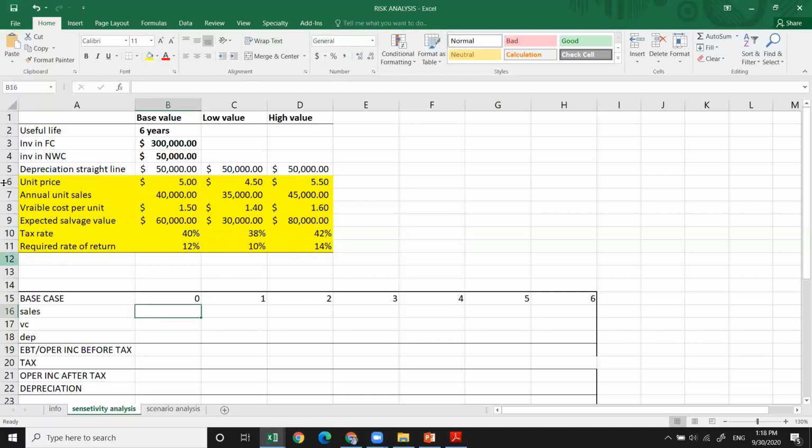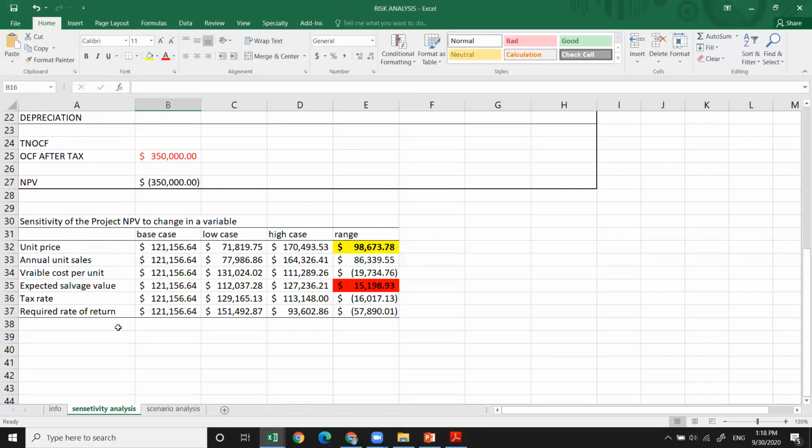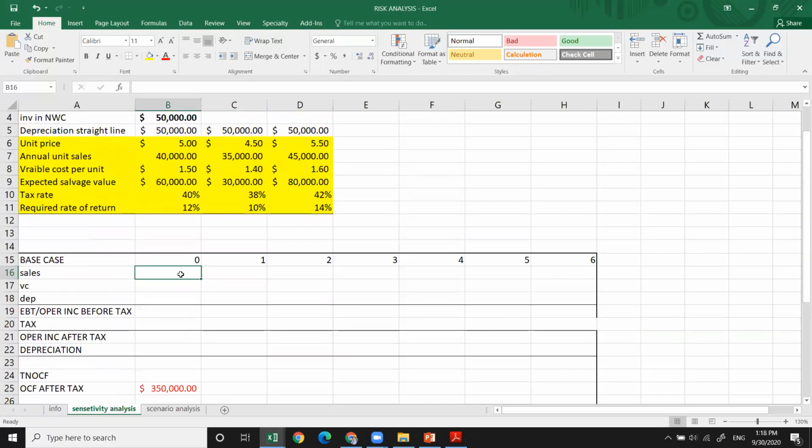So which variable should be taken into consideration? What we do here is put the sales. Sales is unit price times annual unit sales. This times this. And this will be the same for all years.